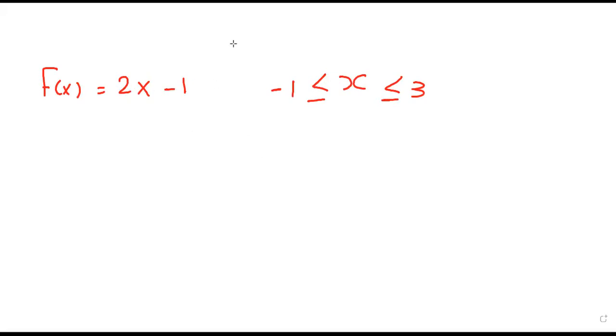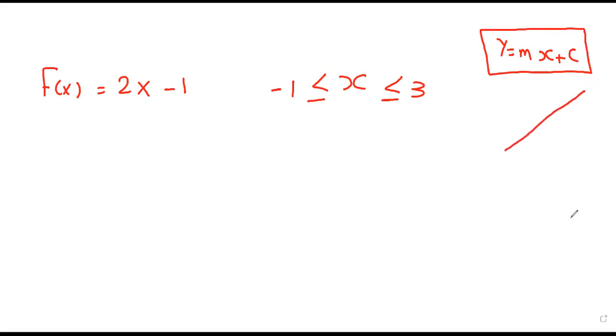As you see, this function is written in the form y equals mx plus c. So this relation or this function is a straight line. When we graph it, we will get a straight line. m is the slope and c is the y-intercept.